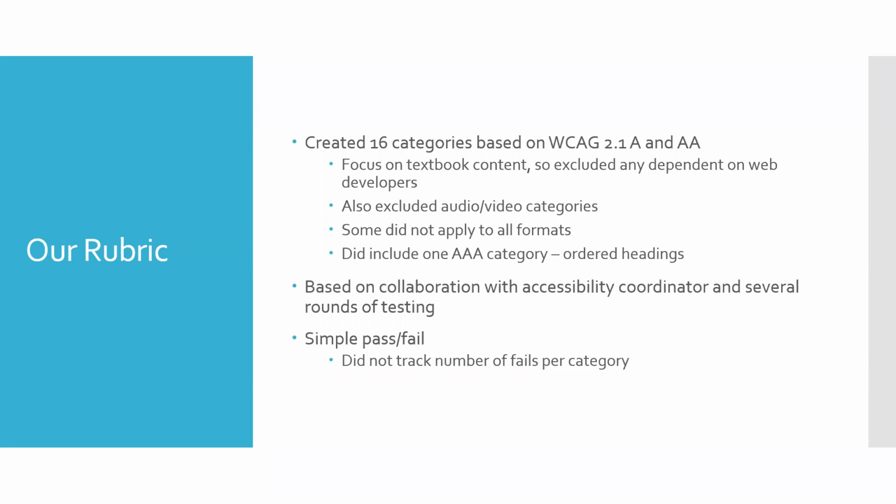We did all this in collaboration with our accessibility coordinator at our university. We're very fortunate. He is part of the library. And we did several rounds of testing to make sure that this all made sense. That involved both of us, our accessibility coordinator, and our student worker. And then finally, our rubric was a simple pass-fail. We didn't track the number of times something might have failed a specific category. If it failed once, we marked it as fail and moved on from that category.